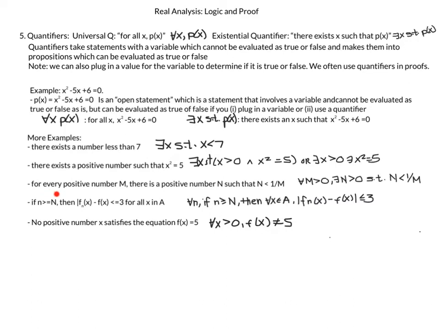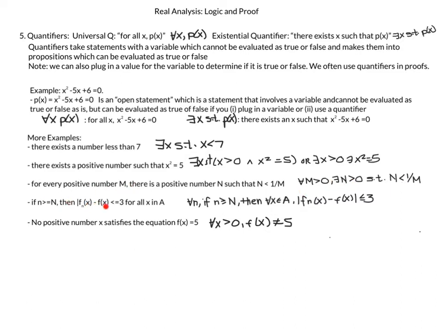If n is greater than capital N, then f of x with the subscript n minus f of x is less than or equal to 3 for all x in A. So for all n greater than this capital N, then for all x in A, we have this condition here.